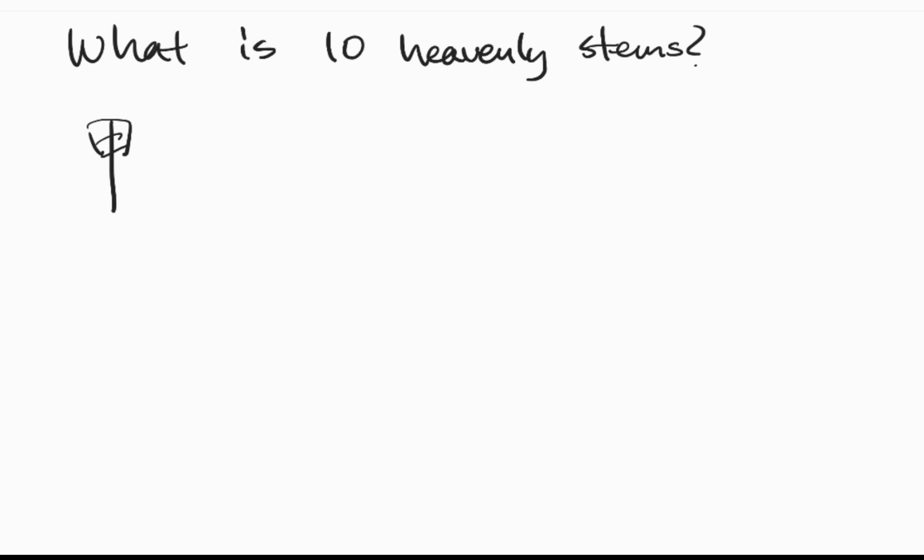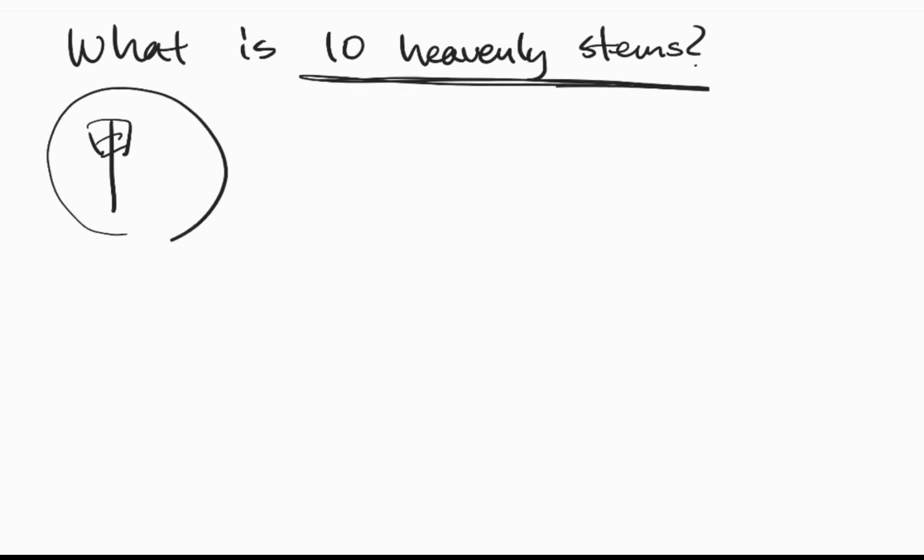Today I'm going to talk about Bazi, Chinese astrology or Asian astrology. Today I'm going to talk about the 10 heavenly stems, and the first one, Yang wood.